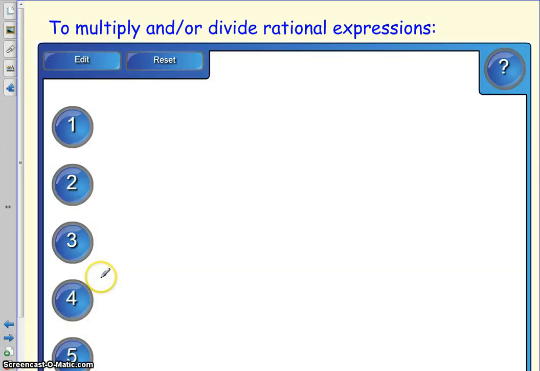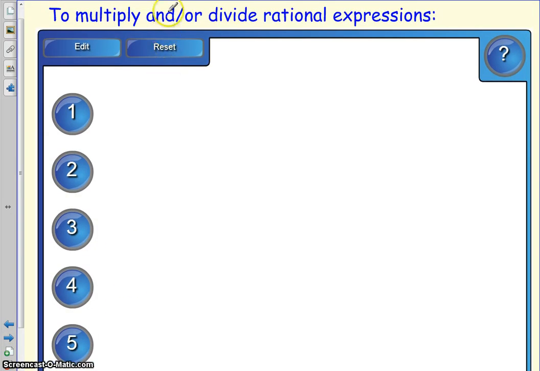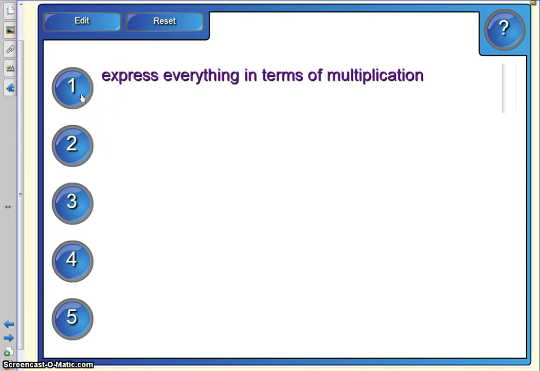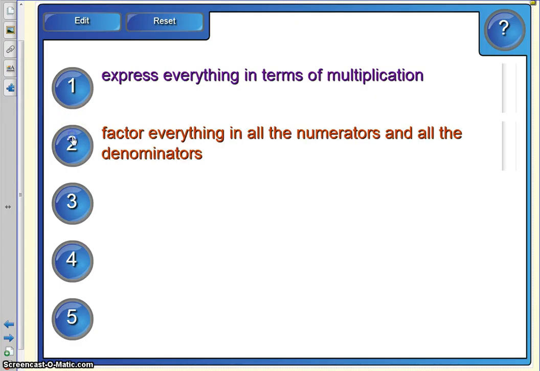Okay, so some general rules to follow when you're multiplying and dividing rational expressions. If you follow this, it becomes a lot less likely you're going to make a mistake. So first thing you want to do is express everything in terms of multiplication. That means anything that's division, change the division to multiplication, remember, by multiplying by the reciprocal instead. Okay, you want everything to be fully factored. Sometimes they'll be nice enough to give it to you in factored form, sometimes everything will have to be factored. Everything needs to be fully factored.